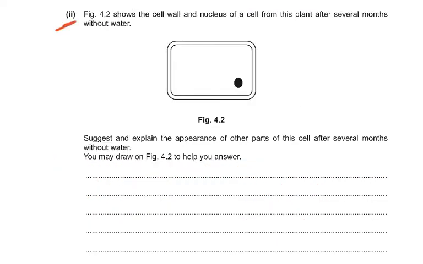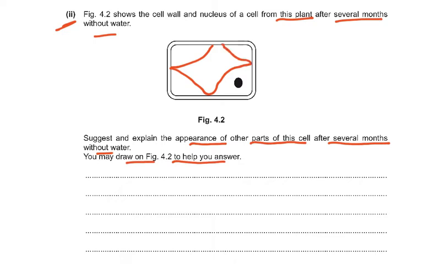Then we come on to part 2. Figure 4.2 shows the cell wall and nucleus of a cell from this plant after several months without water. Suggest and explain the appearance of other parts of this cell after several months without water. You may draw on figure 4.2 to help your answer. So basically, if the plant is not going to have any water, what is going to happen? Loss of water molecules by osmosis, because there's going to be diffusion and evaporation of water vapors from the leaves. So cytoplasm is going to shrink, the sap vacuole will shrink. So you can see some sort of a structure like this, because you see plasmolysis is going to take place.